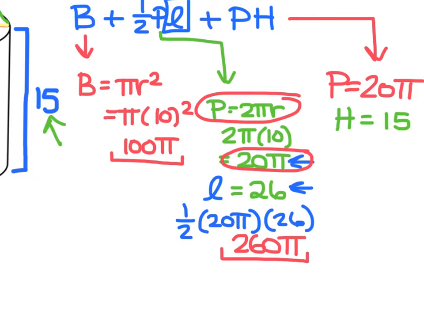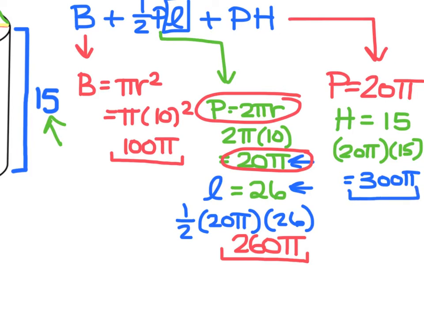Okay, because we're now finding the bottom, the cylinder part. So all we have to do is take 20 pi times 15, which is 300. So we get 300 pi. Awesome. Okay, now all we have to do is add up all of our pieces. 100 pi, 260 pi, 300 pi. Final answer, when I add up 100 plus 260 is 360 plus 300 equals 660 pi.